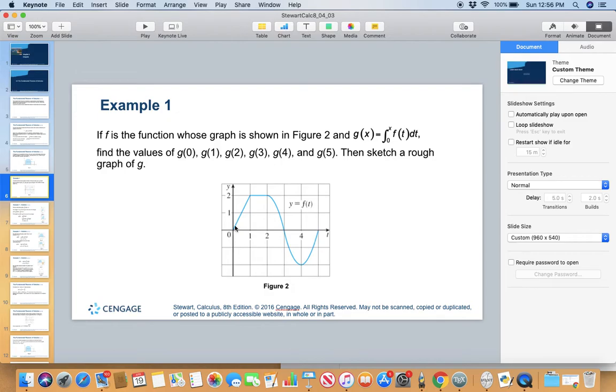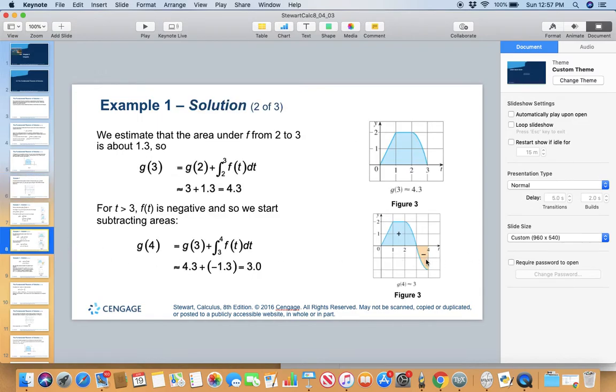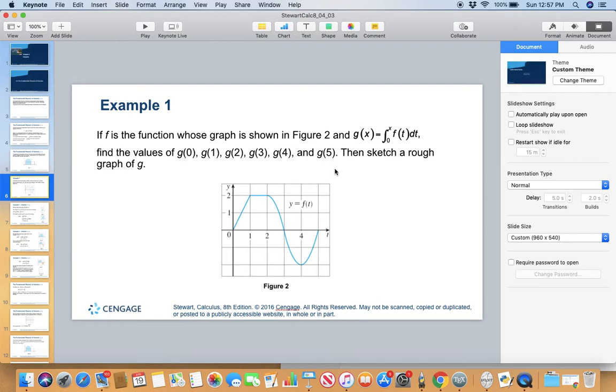g(4). So you have all of this area, that was 4.3 so far. Now you want to subtract this. Why subtract? Because it's below the t-axis. All right. So how much do you subtract? This they have estimated to be negative 1.3, negative because it's below the t-axis. So far you had 4.3 and then you are going to add negative 1.3. So you now are back to 3.2, starting from 0 until 4. Next, until 5. So you want to subtract once more.